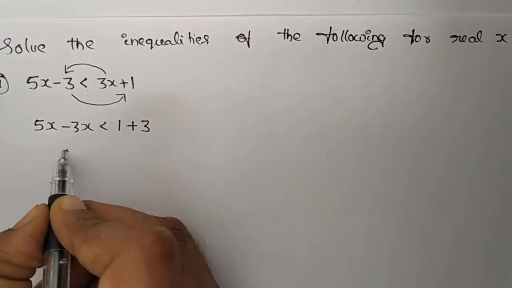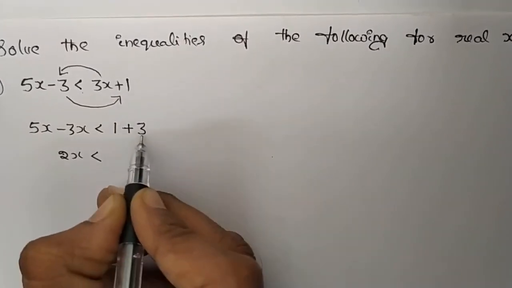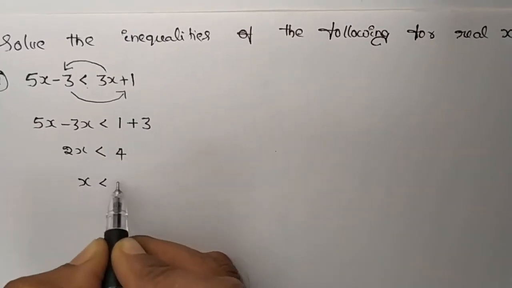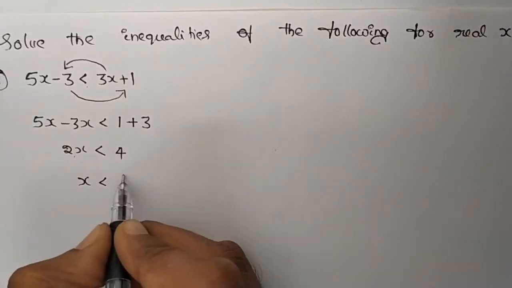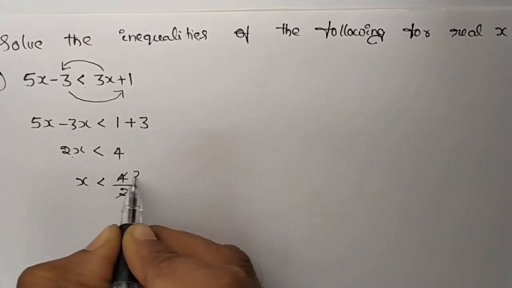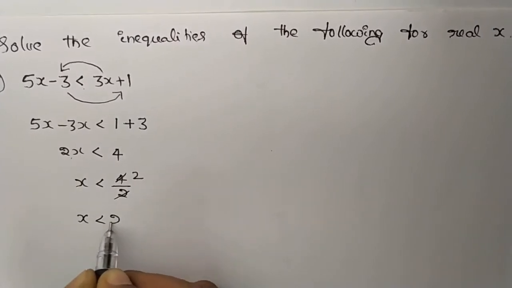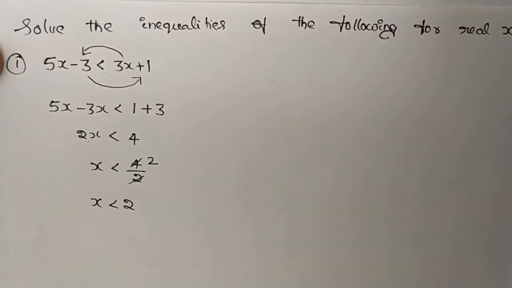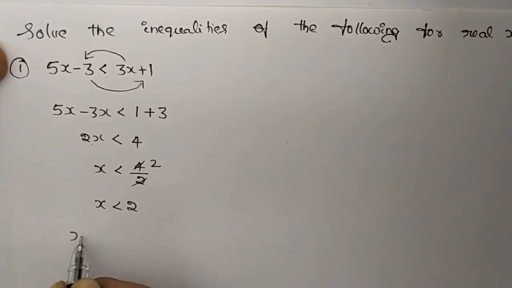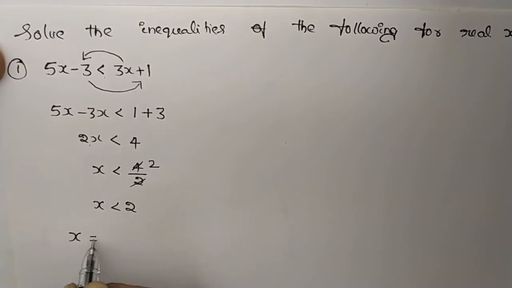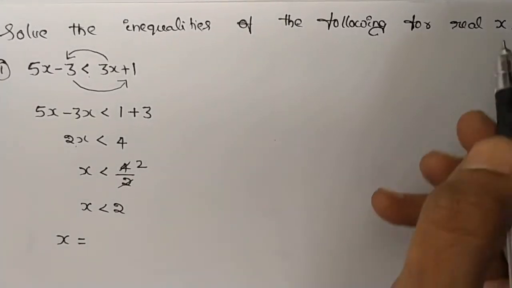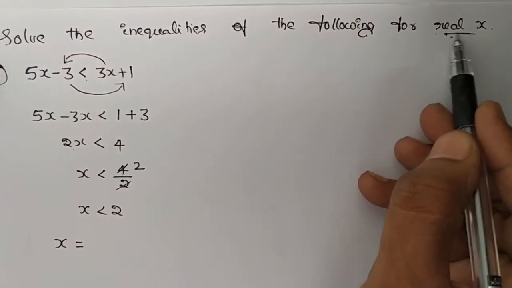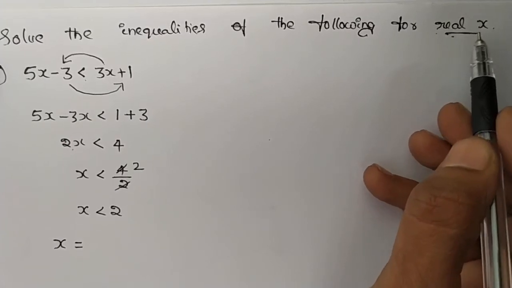5x minus 3x is how much? 2x is less than 1 plus 3 is 4. I want x, so take this 2 to the right, then 4 by 2, 2 ones are 2, 2 twos are 4. x less than 2. Now here we are going to find its solution set. When x is a real number, we have to find its solution set. The value for real x is nothing but real numbers.